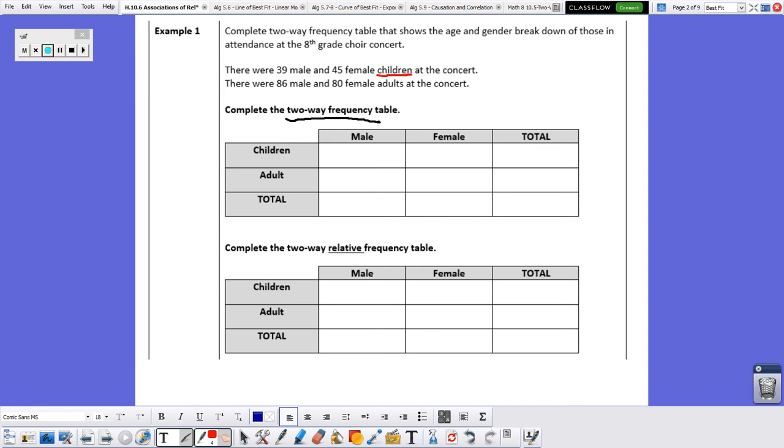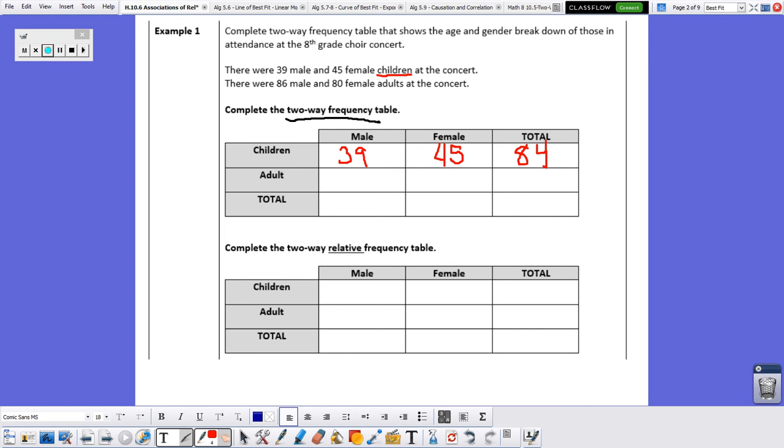So 39, we are going to look where both children and male intersect, and that's right here. So we have 39 children that are male at the concert, 45 female children. So that's going to go where female and children intersect. And then we can find our total here. If we add 39 and 45, we get 84. That's all we can do right now until we read the next sentence.